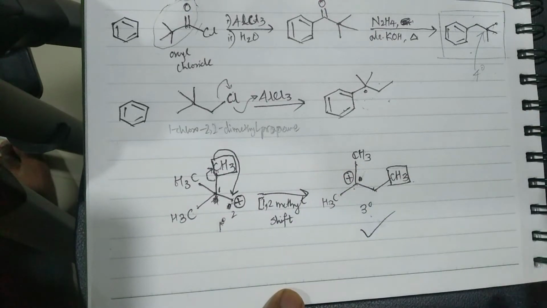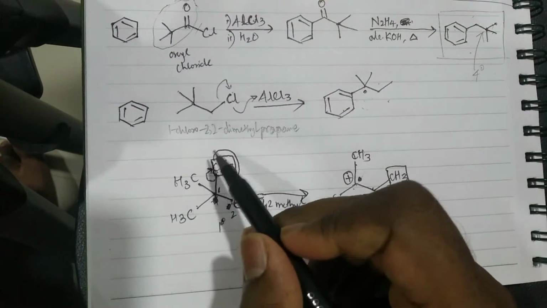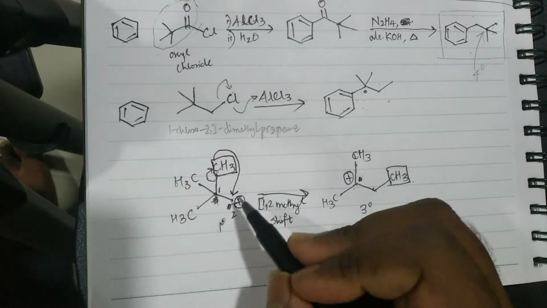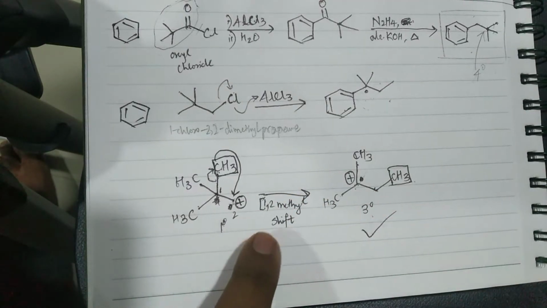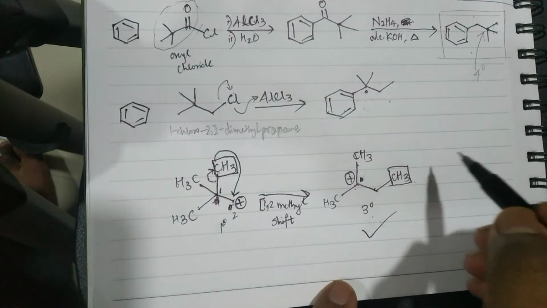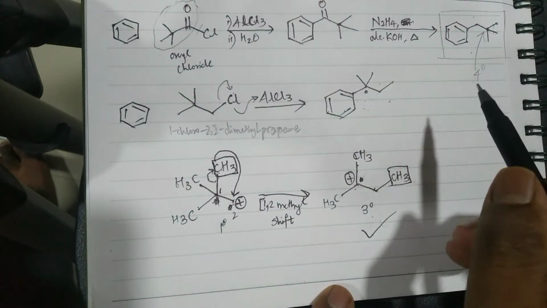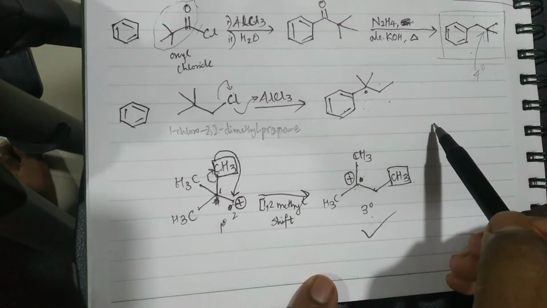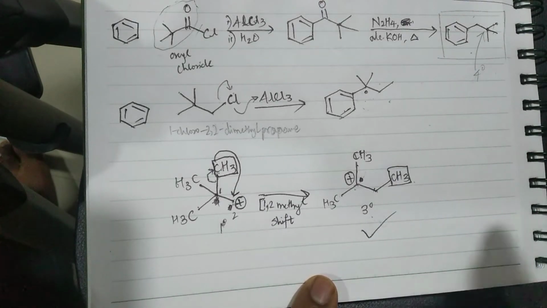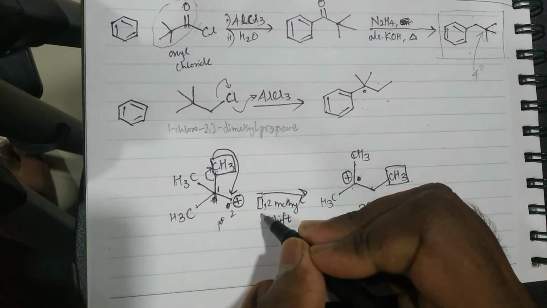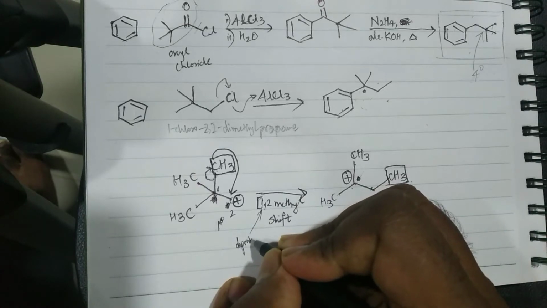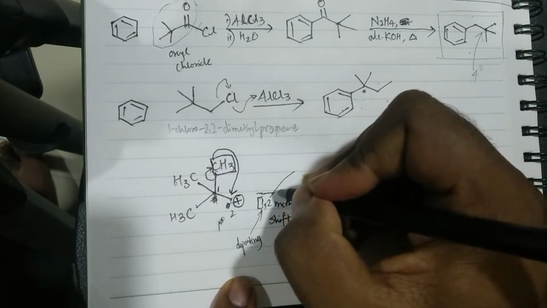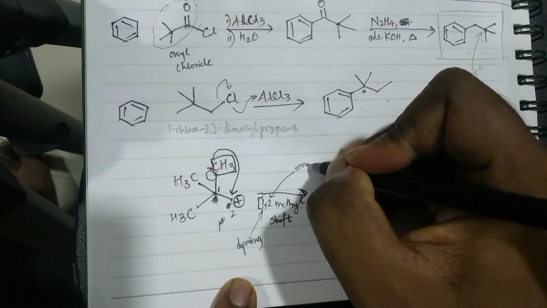There are 1,3, 1,4, 1,5 methyl shifts also. So what does that mean? A 1,5 shift means it is leaving from the first carbon and attacking the fifth carbon. Here it is leaving from the first carbon and attacking the second carbon. If I write a 1,4 methyl shift, it means that a methyl group is leaving the first carbon and attacking the fourth carbon. So the first number is the departing position and the second number is the arrival position.